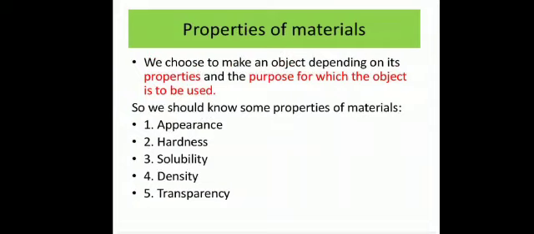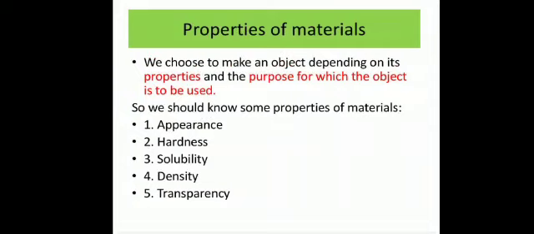Now, properties. Properties of material. We make many objects which are used for various purposes in home, transport, industries. These objects are made of one or more materials. Means different materials have different properties. So we choose the material to make a particular object on the basis of their properties.